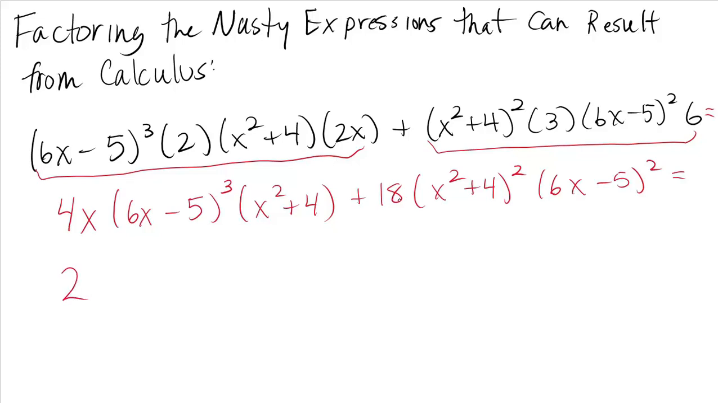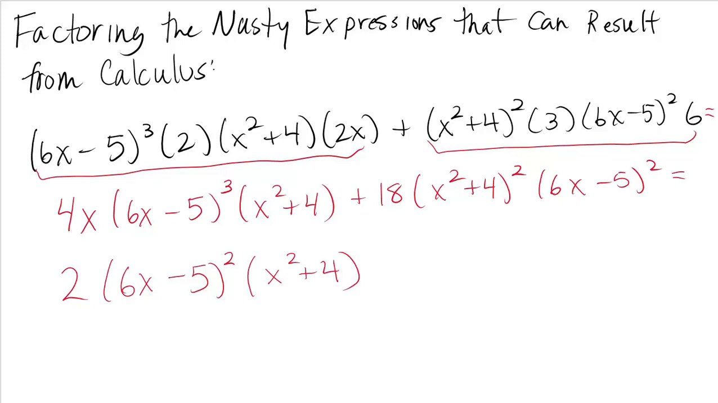I can't pull an x out of this second term because there isn't an x over here. I see that there are copies of 6x minus 5. How many of those do we have? Well, there are 3 in the first term and there are 2 in the second term, so I can only pull out 2. I can pull out a 6x minus 5 squared. And then I see there's an x squared plus 4 in each term, but there's only 1 in the first term, so I can only factor out 1.